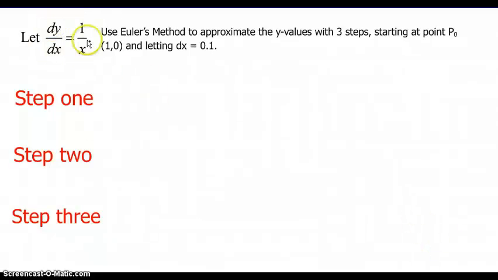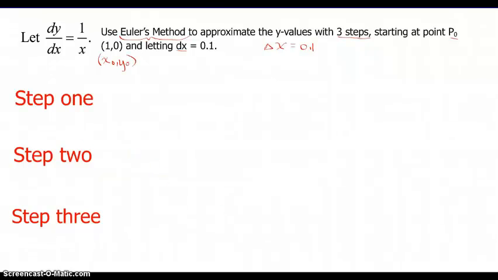So here is our differential equation. Let dy dx equal 1 over x. Use Euler's method, and you do need to know this. This is what the AP is going to call it. Use Euler's method to approximate the y values with 3 steps, starting at point P naught, which is (1, 0), and letting dx, the differential, the change in x, the step size, be 0.1. So they tell us how many steps to take. They tell us what the change in x is. It's 0.1. They tell us what dy dx is, and they give us x naught, y naught.